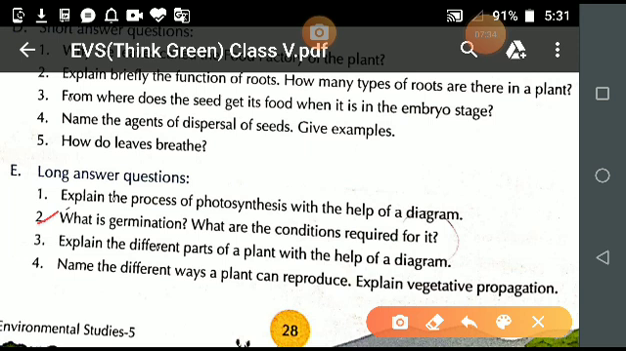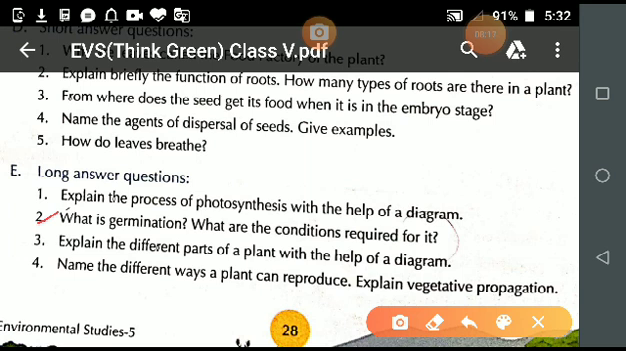So now what happens? The seed absorbs water from the hole on it, and it starts to swell and soften. From the inside also it becomes soft, and the outer hard covering, that is the seed coat which protects the baby plant, that portion also becomes soft. Now the seedling breaks the seed coat and comes out of the seed.